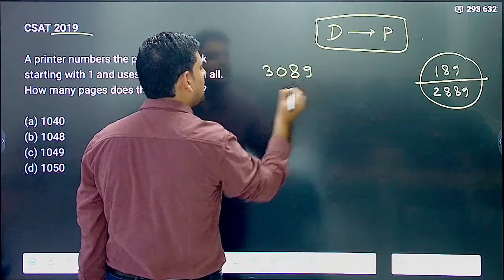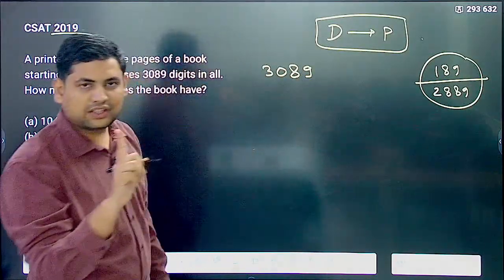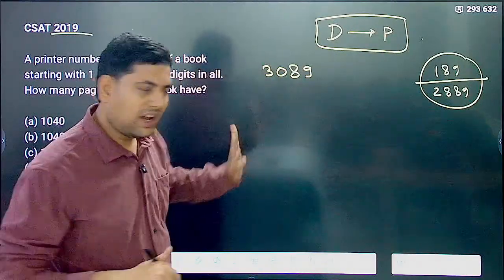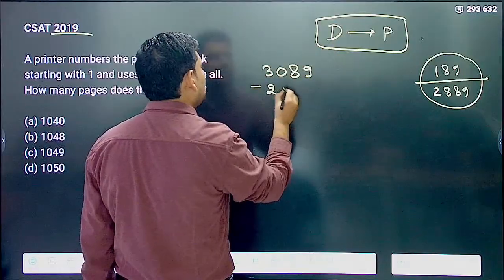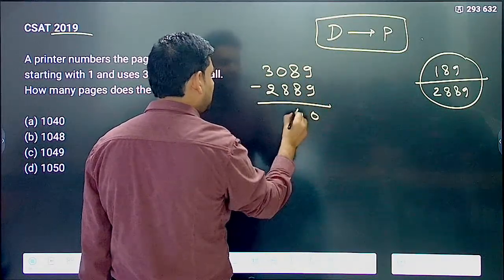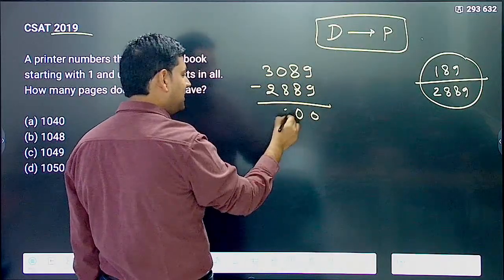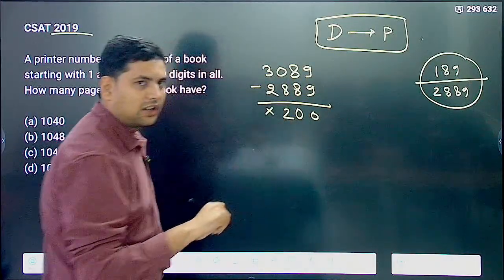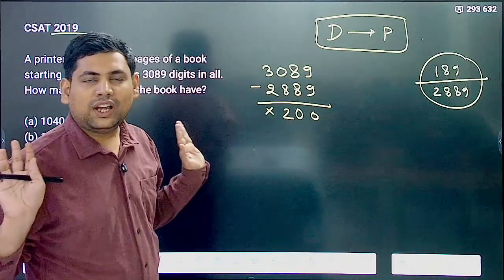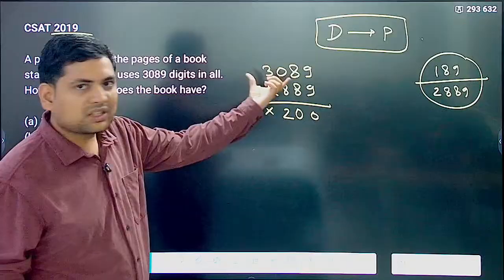Now you see, 3089 digits are used. First thing, I subtract 2889. This is the closest, this I will subtract. So I subtract 2889. What do I get? 8 minus 8 is 0. Then 10 minus 8 is 2. Now that means I can use 2889 digits and still I have some digits left.